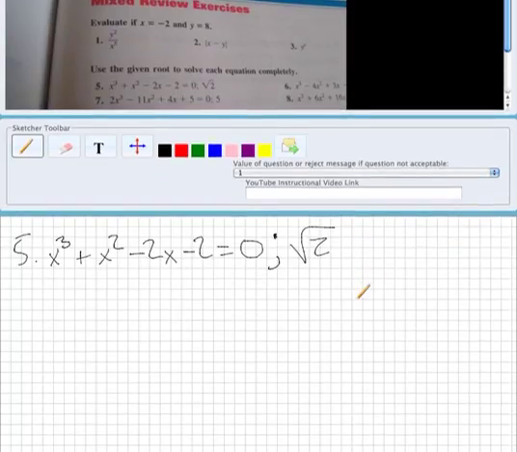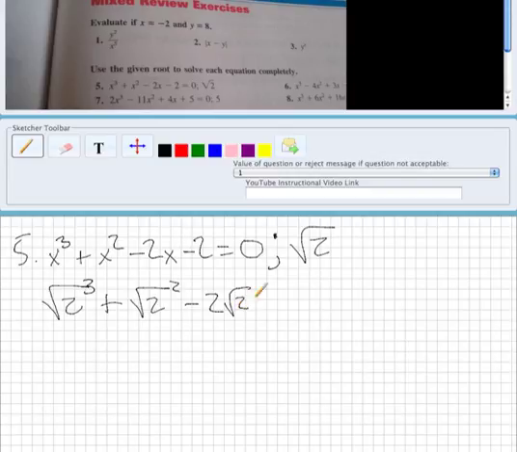I'm a little bit unclear of which way or what they're actually asking in this activity. So I'm going to do it two ways. If they mean just substituting in the root 2, what we would get would be root 2 to the third plus root 2 squared minus 2 root 2 minus 2 should equal 0.